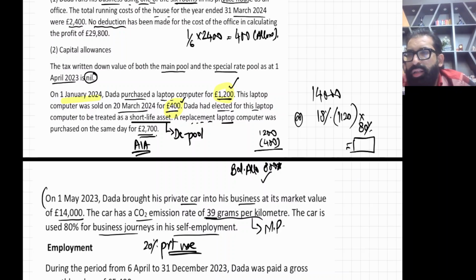Please think. This is important. This is your final preparation. This is the real past paper which came in the recent exam.